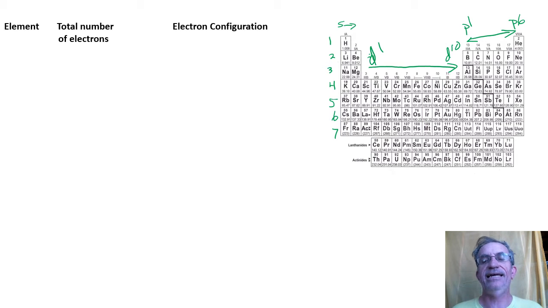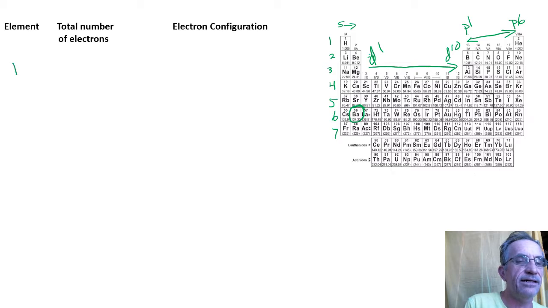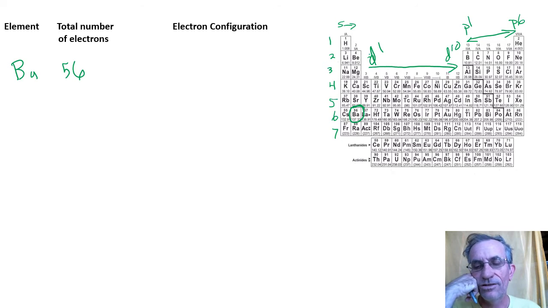So let's say I wanted you to write out the electron configuration, and maybe I'm having a bad day, and I say, write out the electron configuration for me for barium, element 56. Oh my God, are you kidding me? I'm going to have to write in 1s2, 2s2, 2p6, 3s2, 3p6. It's going to go on forever, isn't it? 56 electrons. So how can we shorthand that?